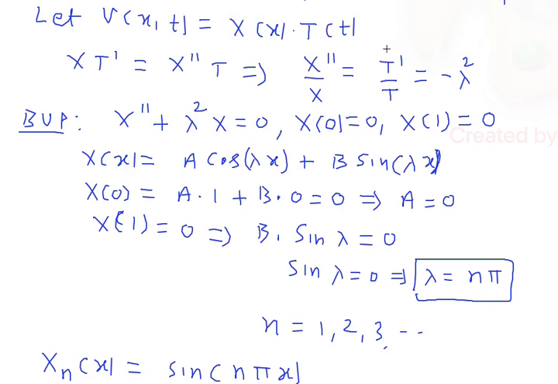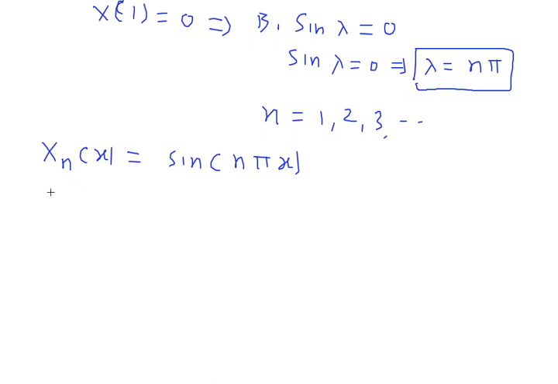And you can consider again the differential equation for T. You can see this part, T prime over T equal to negative lambda squared. That means T prime plus lambda squared T equal to 0. So from here T(t) will be some constant C times e to the power negative lambda squared t, and lambda is known, so you can write directly n squared pi squared t.